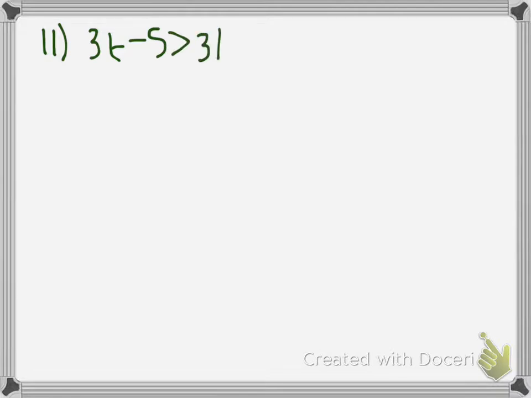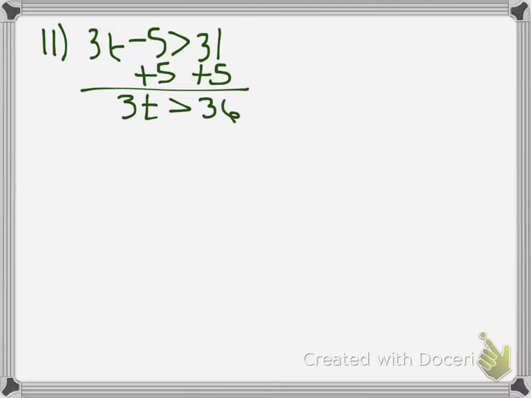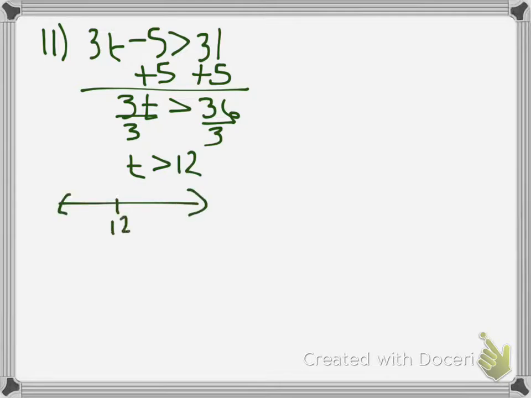So same idea here. I'm going to add 5, divide by 3, and then I would get t is greater than 12. So on a number line, that means here's 12, open dot, shaded to the right. In interval notation, I would put 12, comma, positive infinity. So like that, parentheses, parentheses, and you're done.